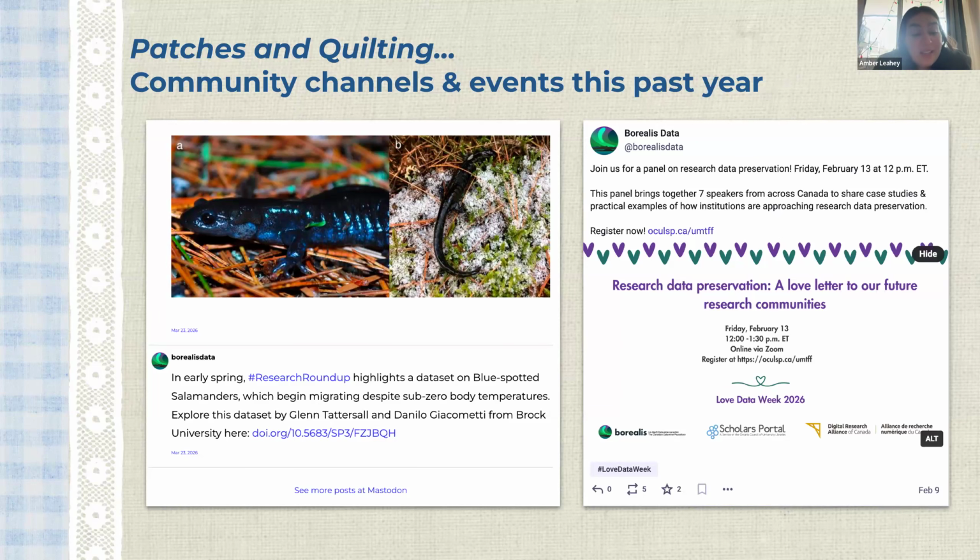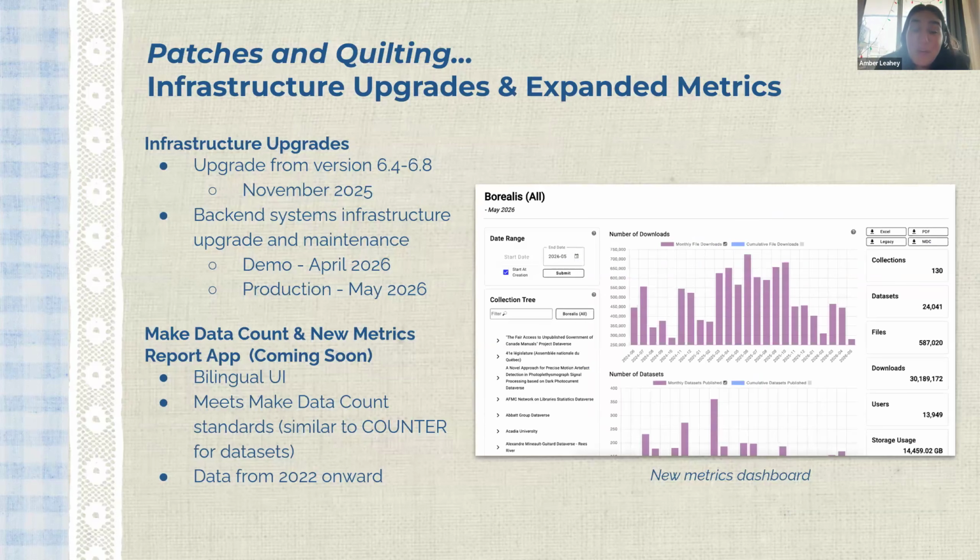In terms of the infrastructure upgrades, which there are many, we have upgraded Dataverse this past year from Dataverse 6.4 to Dataverse 6.8. And we've also been doing some upgrades to strengthen our underlying infrastructure, including upgrades to our databases, the versions of our systems, and to ensure the latest security patches are deployed. And this recent production upgrade was completed in May of this year.